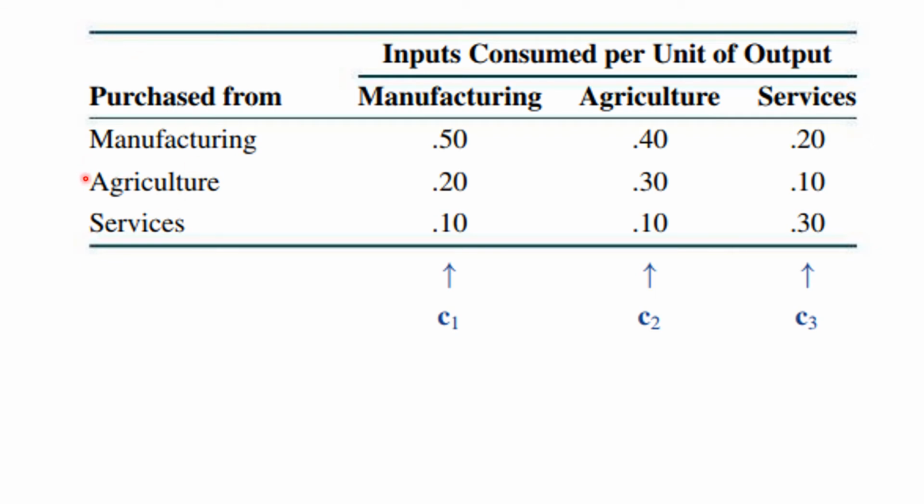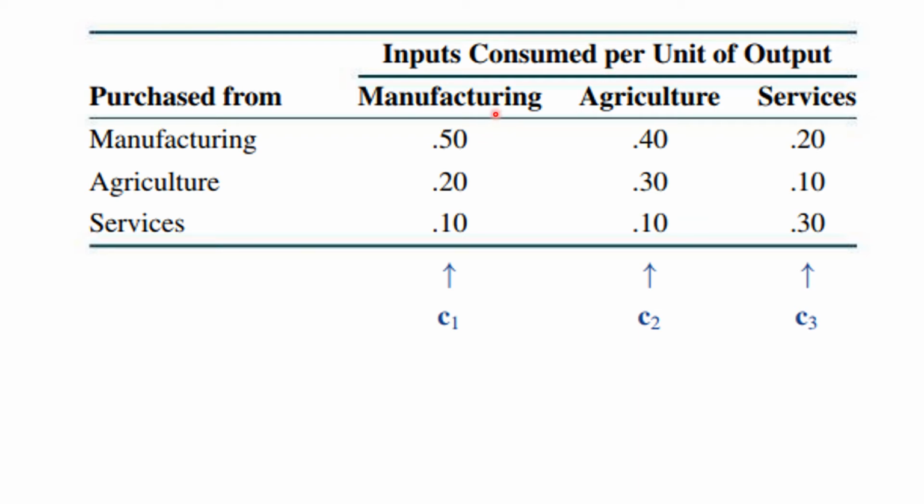So here is a simple thing where we have a manufacturing sector, an agriculture sector, and a services sector. Notice that it goes manufacturing, agriculture, services, manufacturing, agriculture, services. So we always have that. Now, these are the inputs consumed per unit of output.